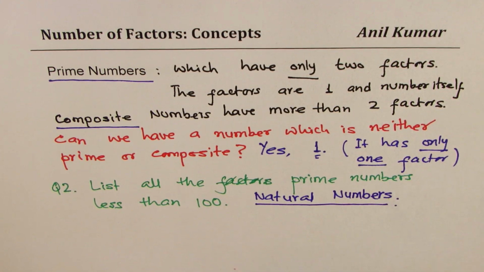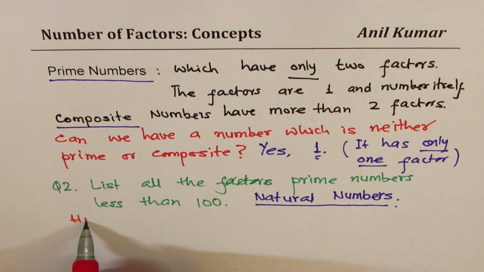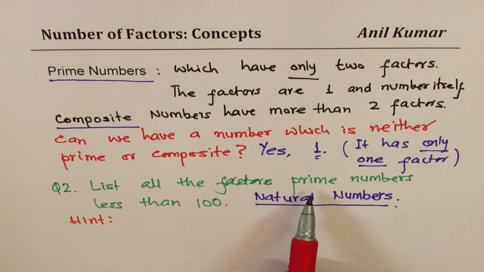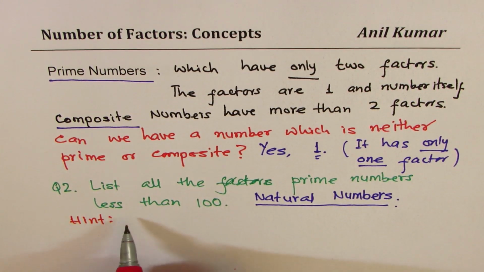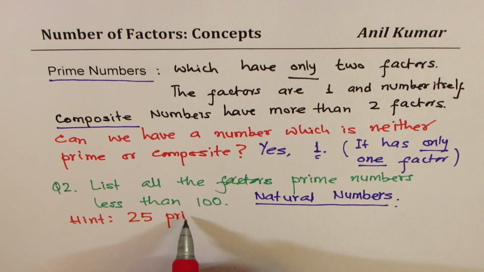So when we say list the prime numbers or composite numbers or the factors, we are talking about the set of natural numbers. Is that clear? So I'll not be repeating that. In fact, I should have mentioned it right in the beginning. Okay, so it's not too late. So you need to list all the prime numbers less than 100. Now here, whenever I make this list, there are a few things which help. So let me give you a hint. Do you know how many prime numbers we have? The answer is 25. So there are 25 prime numbers.